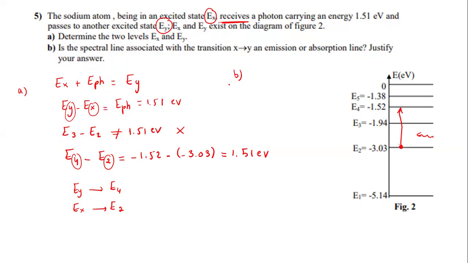Now, part B, this was part A. Part B is the spectral line associated with the transition XY. So we said this is the X and this is the Y. Is it an emission or absorption line? Justify your answer. First thing, you notice that the energy is increasing. Since the energy is increasing, this means the atom is gaining energy. If the atom is gaining energy, this means it corresponds to an absorption and not an emission line.